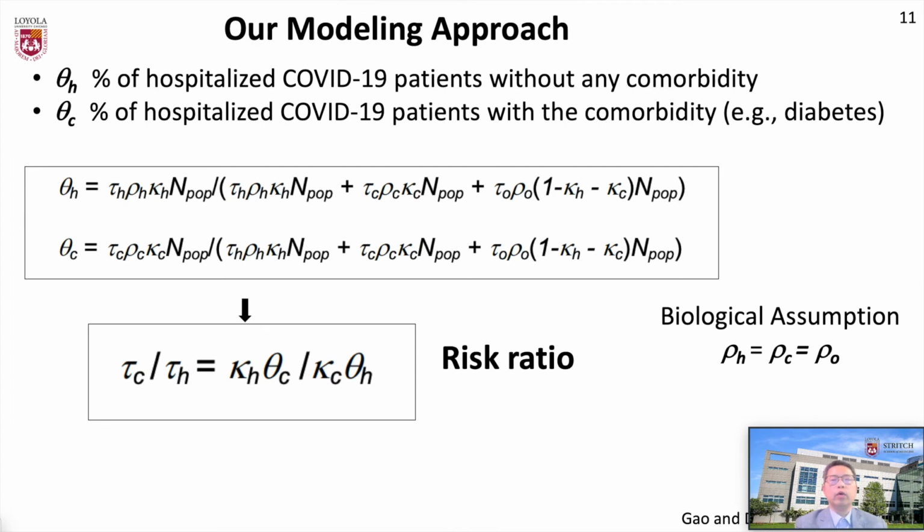Their ratio, called risk ratio, represents the elevated risk of hospitalization for COVID patients with a comorbidity compared to the patients without any comorbidity. What is interesting is that the risk ratio can be expressed by a simple algebraic relationship between kappa and the theta that we derived.